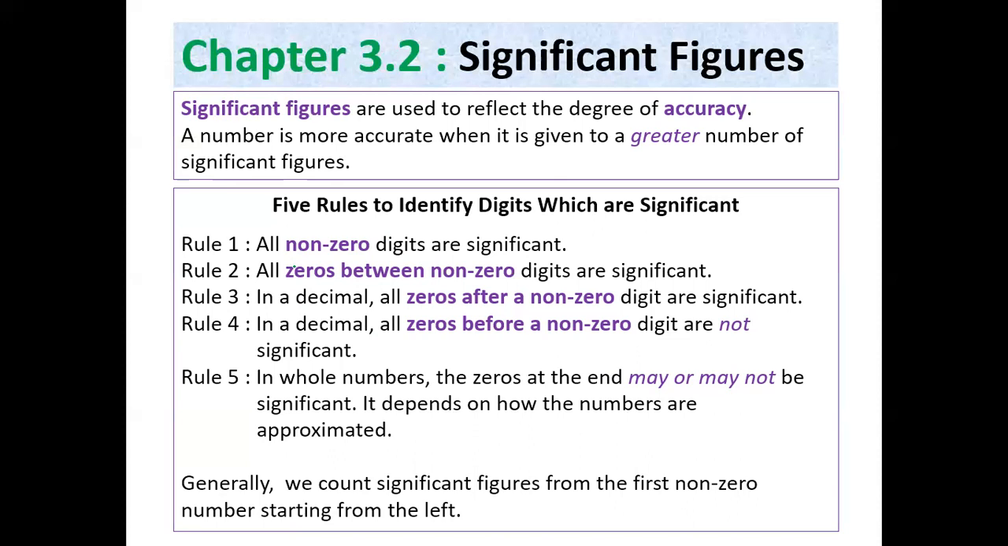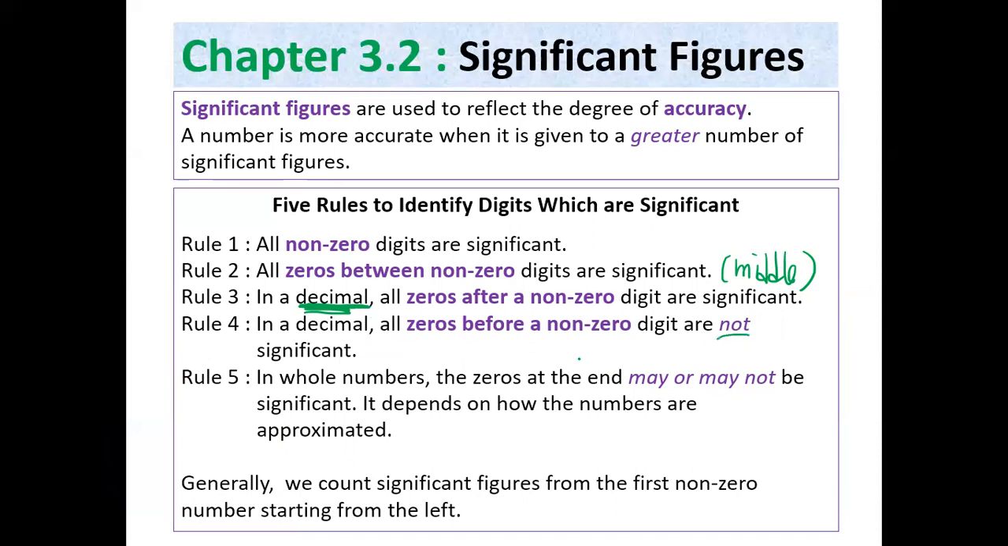Rule 2: all zeros between non-zero digits, in the middle here, are significant. Zeros after a non-zero digit in a decimal are significant. For example, 0.000 is considered a significant figure, so you have to deal with it. And in a decimal, all zeros before a non-zero digit are not significant.